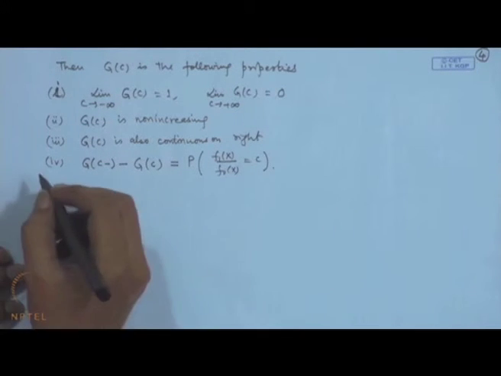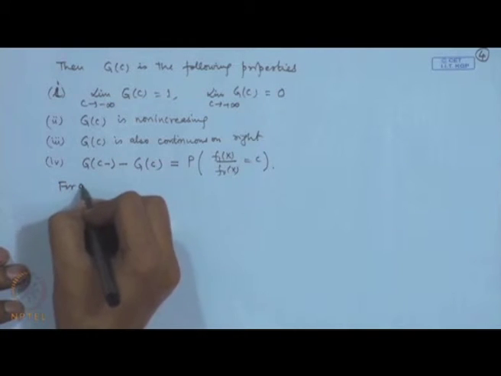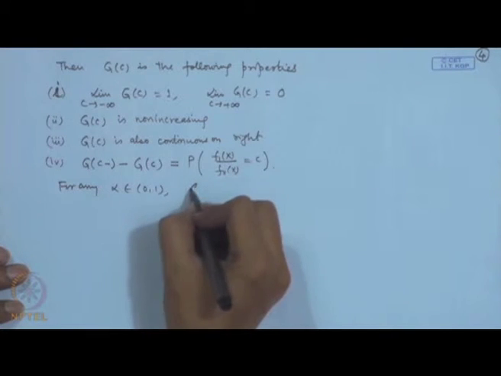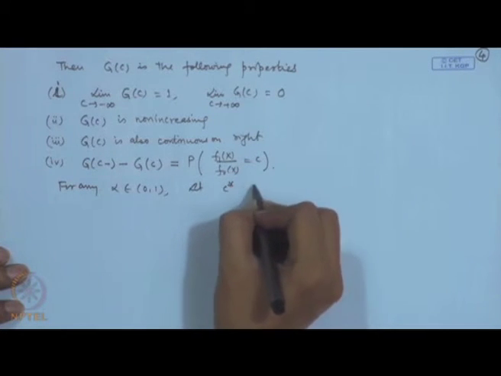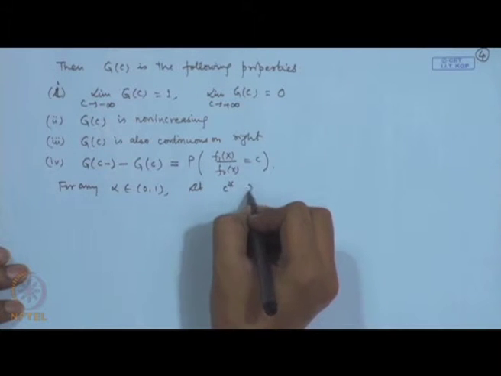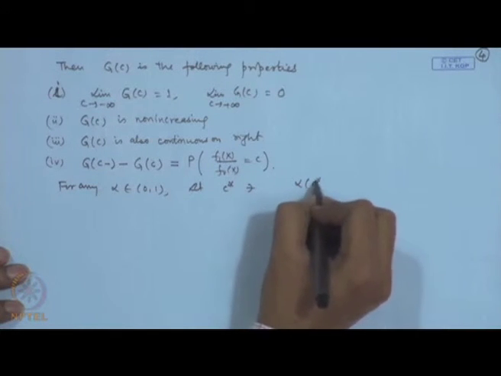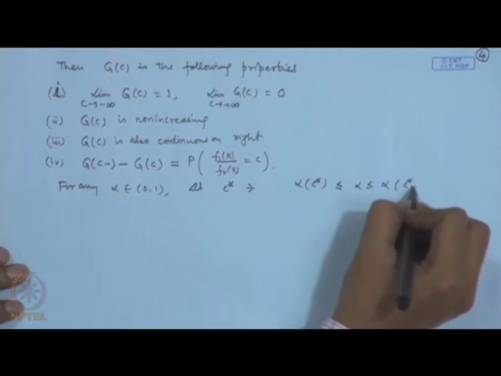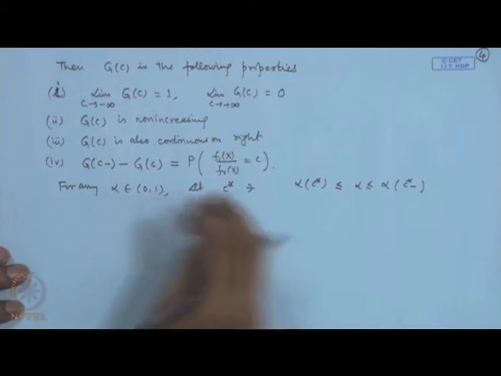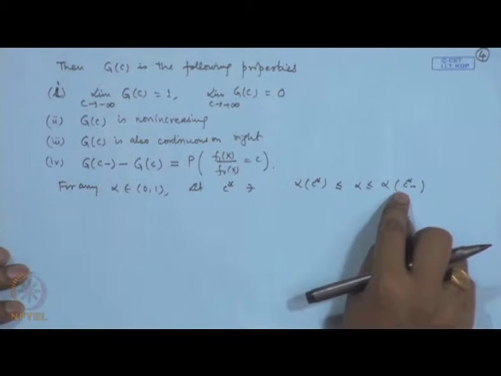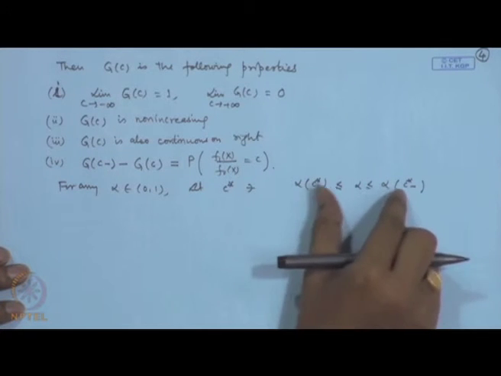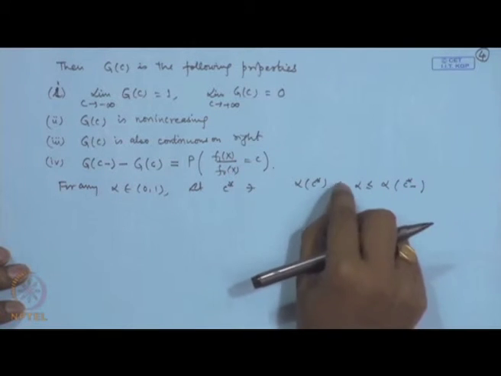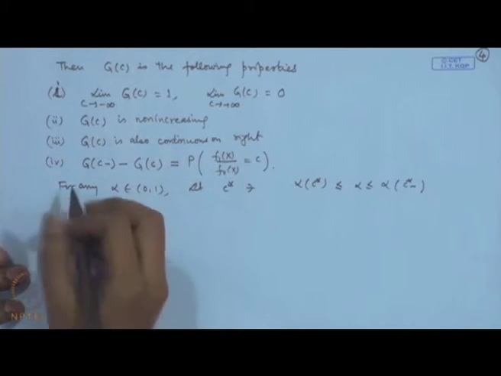Now, for any alpha lying in the interval 0 to 1, let us choose, say, c star such that alpha(c star) is less than or equal to alpha, which is less than or equal to alpha(c star minus). In the continuous case, these will be equal; otherwise, this need not be equal. In that case, we may choose any value which is in between.